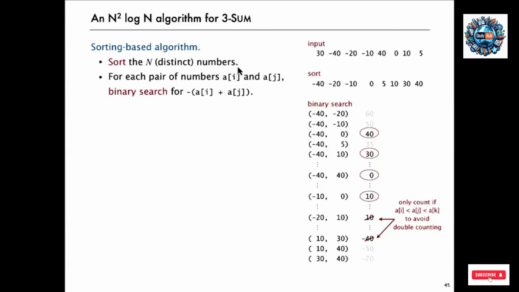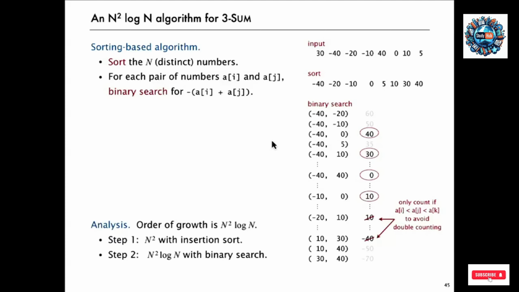The main part of the computation is after the numbers are sorted: we'll go through and for each pair of numbers, a_i and a_j, we'll do a binary search for minus (a_i plus a_j). If we find it, then we have 3 numbers that sum to 0. So we sort our numbers and then go through each pair and do a binary search to see if it's there. So minus 40, 0, minus that is 40. We do a binary search and that's in there. So we have one solution to the 3-sum problem. And we do that for all pairs of numbers.